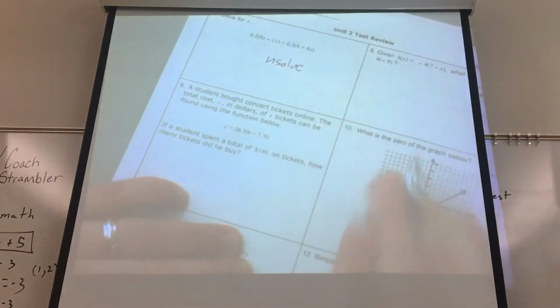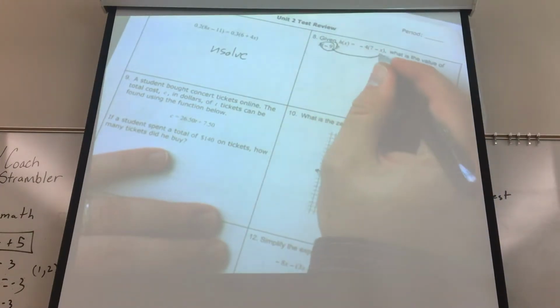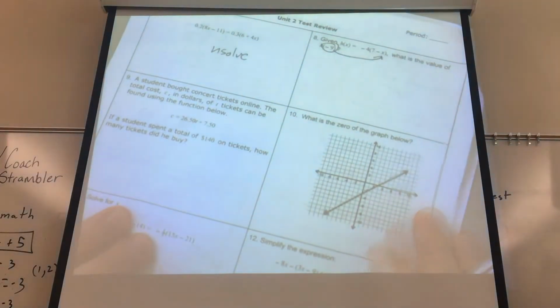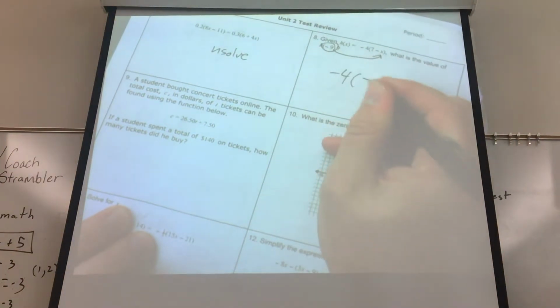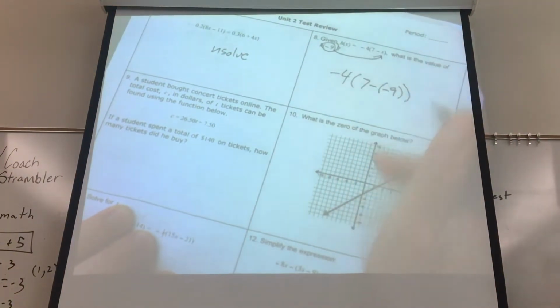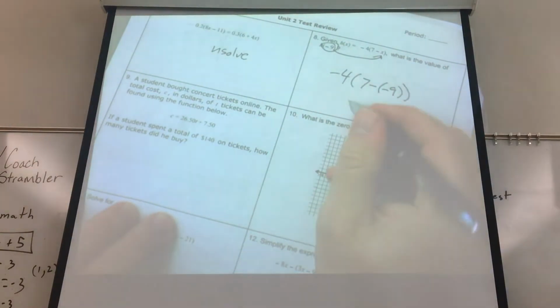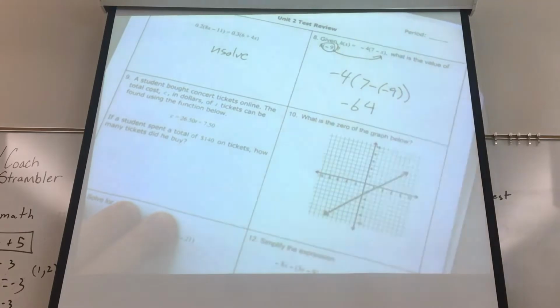On the back, on the next page here, this is another numerical solve problem. It just has x's. Type it in. This negative 9 will go as an input in the place of x. So that's negative 4 times 7 minus another set of parentheses, negative 9. This would be 7 plus 9, which is 16. When you multiply that by negative 4, it's a negative 64.